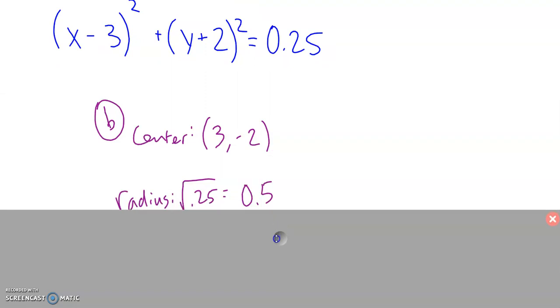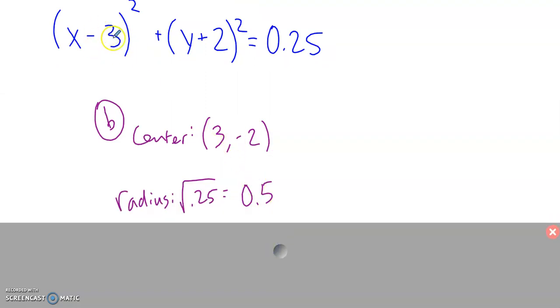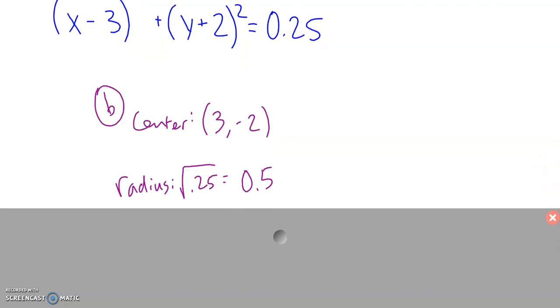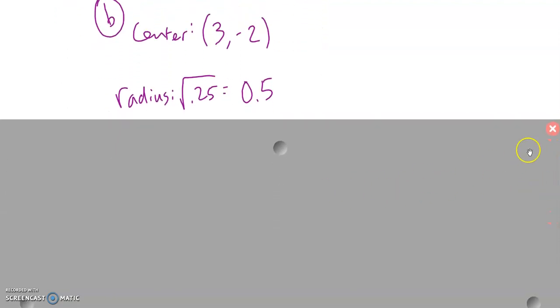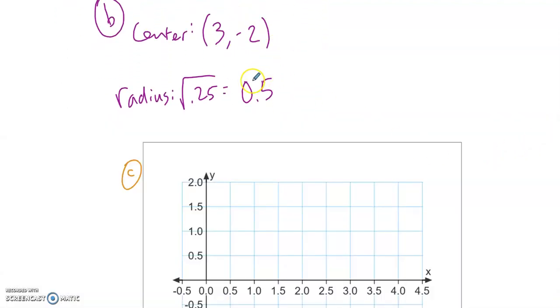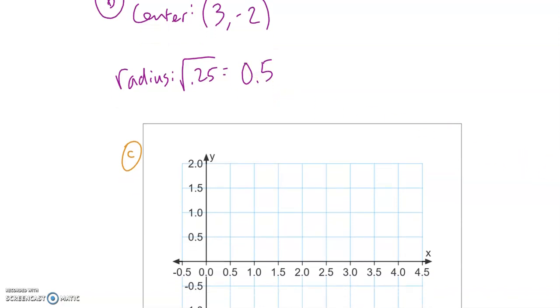Part B, identify the center and the radius. The center is at 3, negative 2. The radius is the square root of this. This is like the fraction 1/4, and the fraction 1/4, when you do the square root of that, you get 1/2. And you can even check that on your calculator. The square root of 0.25 is 0.5. So this is a circle centered at 3, negative 2 with a radius of 1/2.